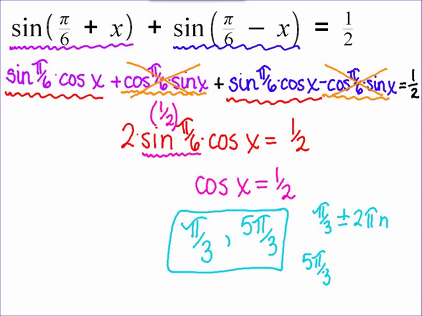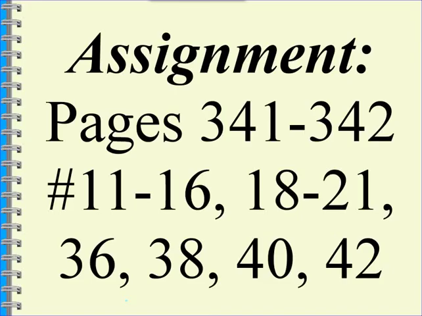Okay, what I need you to do is add to your assignment. Here you go. 11 through 16, 18 through 21, 36, 38, 40, and 42. Now, the first bunch, this right here, is just like the first 3 problems we looked at. These 2 are like the second to last problem we looked at where we verified and we proved. And then these 2 were the very last ones that we looked at where we were looking at an angle. Okay, so those all match up with the examples you did in class.